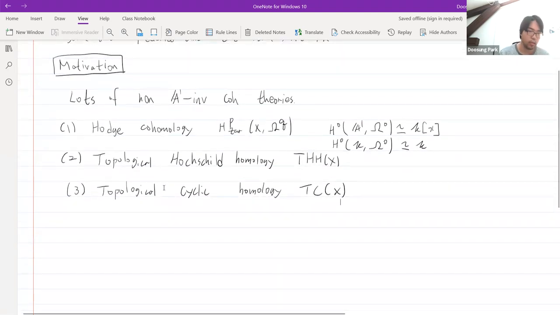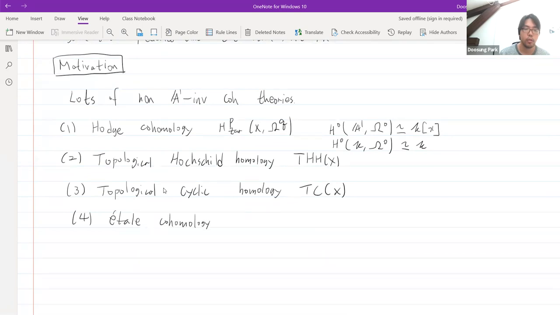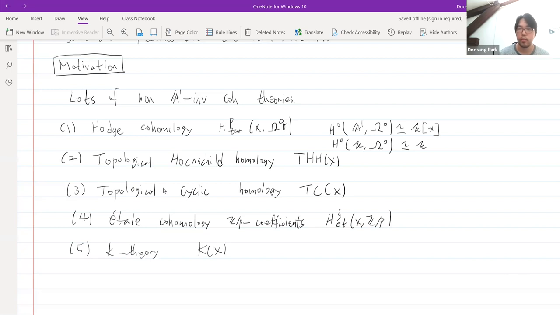And homology with Z mod p coefficients. It is well known that this is not A1 invariant. And five, K-theory. But K-theory is A1 invariant for regular schemes. So X should be non-regular for non-A1 invariance.